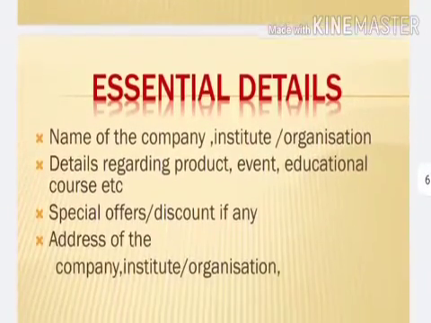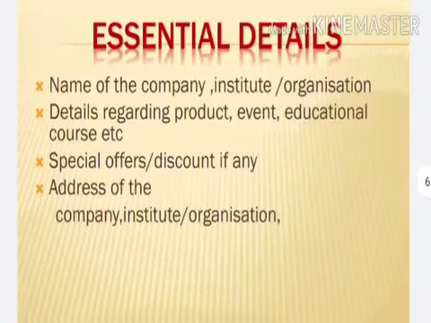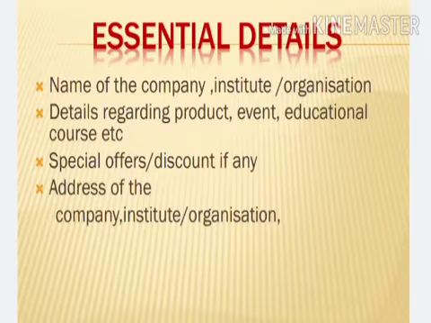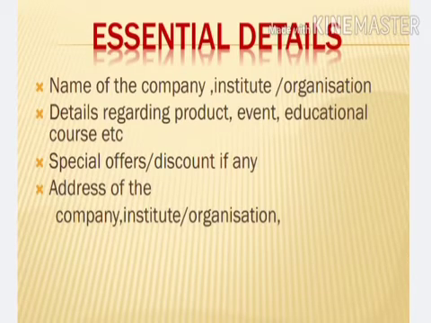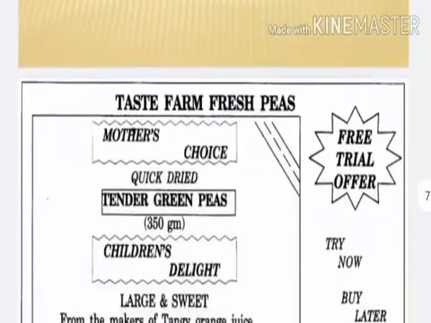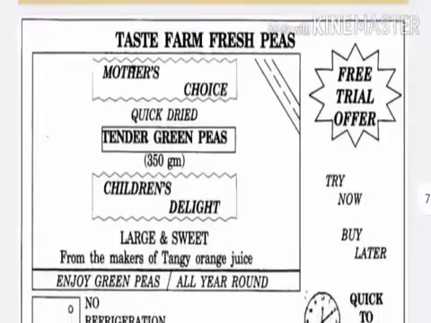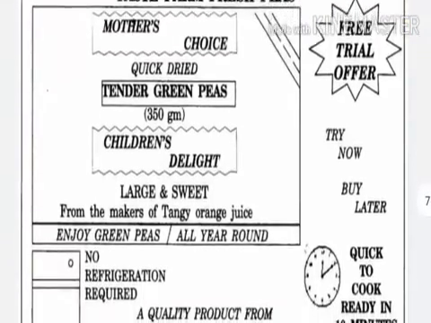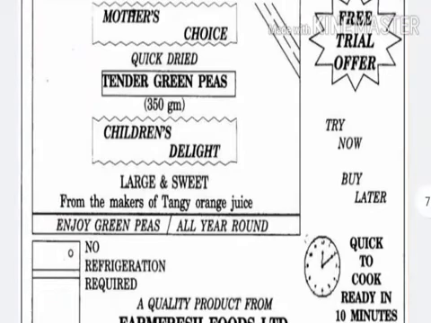Towards the end, the address of the company, institute or organization. Now let us look at a few examples of how a display ad is framed. Now taste farm fresh peas. You can see in this example, it is promoting the sale of fresh peas.